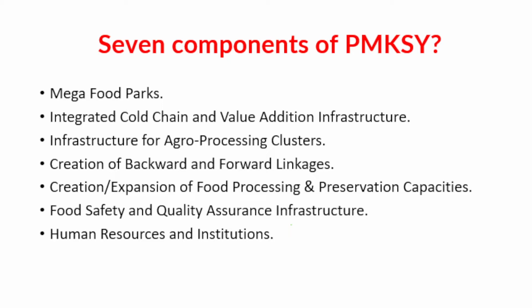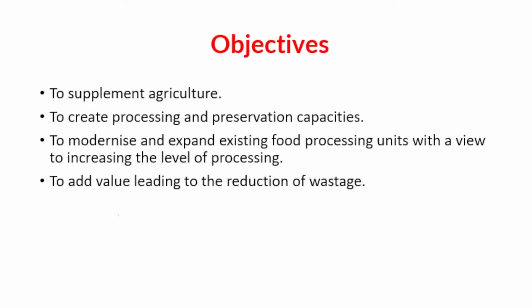Now, what are the 7 components of PMKSY? They are mega food parks, integrated cold chain and value addition infrastructure, infrastructure for agro-processing clusters, creation of backward and forward linkages, creation and expansion of food processing and preservation capacities, food safety and quality assurance infrastructure, and human resources and institutions.